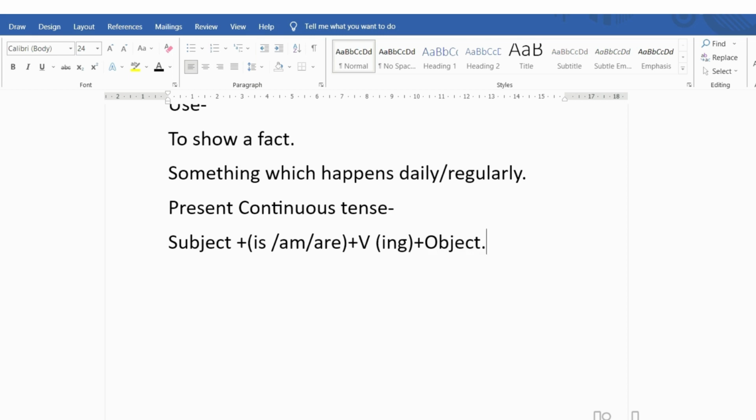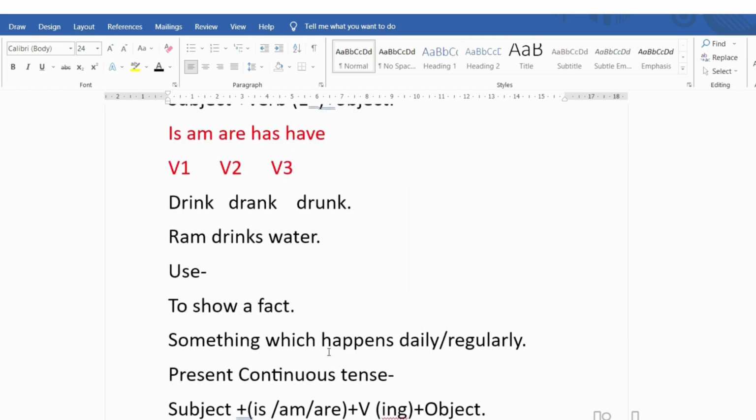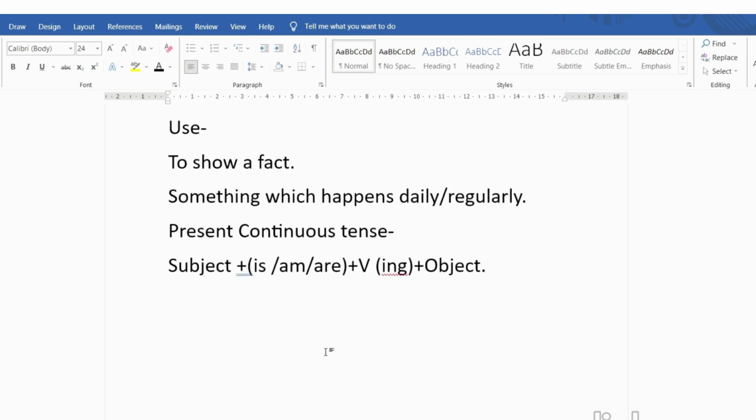Okay, so the formation is subject plus am, is, are plus V-ing plus object. The same sentence which we had taken here, Ram drinks water, can be Ram is drinking water. Okay, so it talks about an action which is happening right now.